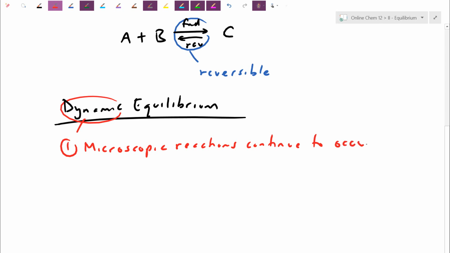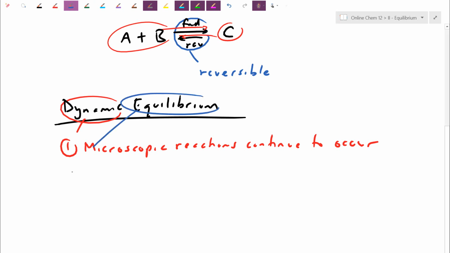So even at equilibrium, things are still happening. Reactants are still becoming products. A and B are still making C, as C is still making A and B, right? So those are still occurring, forwards and reverse. However, we are in equilibrium. Equilibrium, again, has this notion of there's some sort of balance, right? And the balance that we're going to talk about is macroscopic.